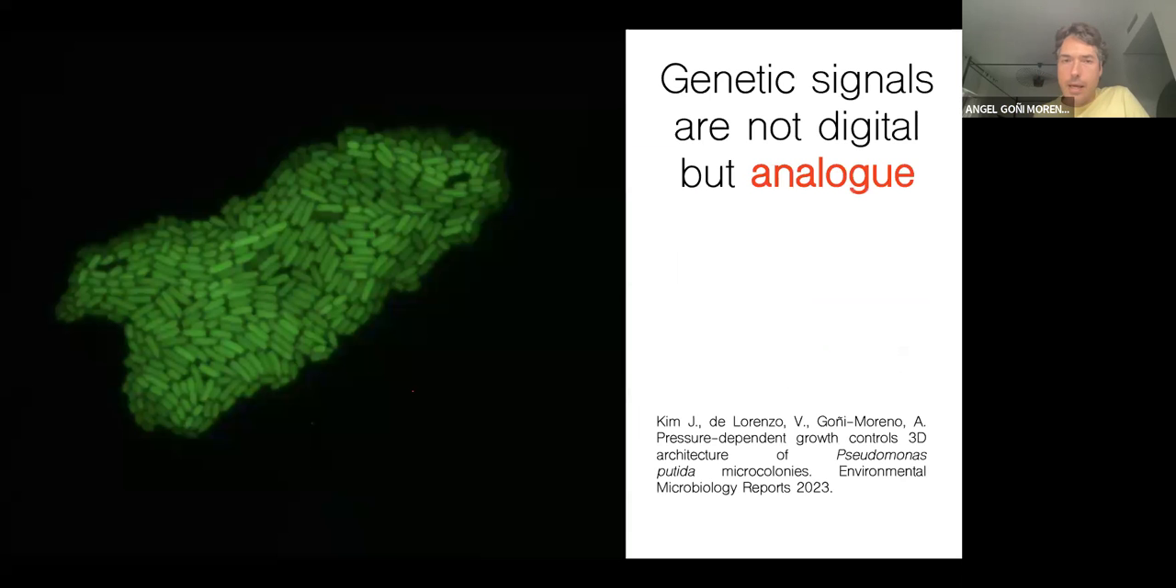Okay, we like noise a lot. This is one of our images. It shows what genetic noise is very easily. All these cells are expressing GFP constitutively, but some of the cells are brighter than others. Of course, genetic and molecular signals are not digital. This is not 1 and 0, on or off, but analog.